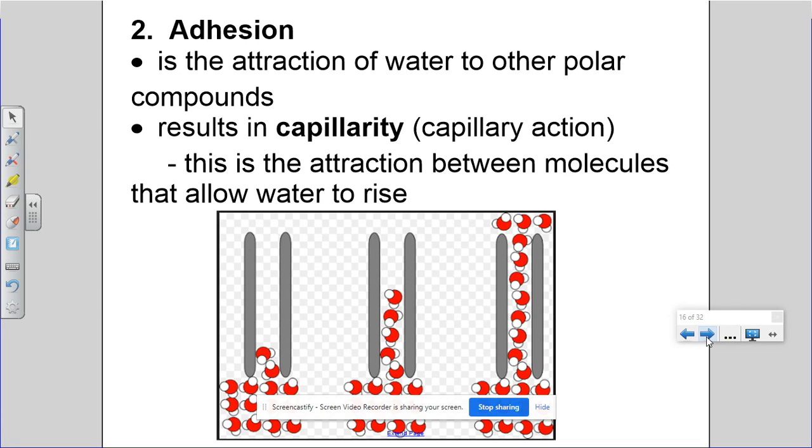And this is what we see in this diagram at the bottom. You'll notice that the water molecules are crawling up this narrow tube. This could be the narrow tube inside of a plant called the xylem. Because water molecules are attracted to the sides of this tube, the water molecules are going to be pulled upwards. Since each water molecule is attracted to another water molecule, this means it's going to pull the next one along.